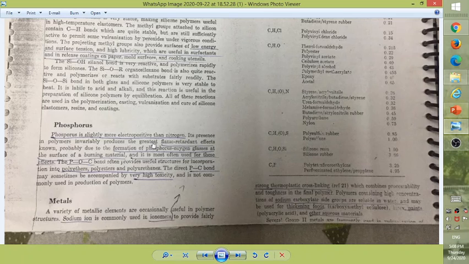Its presence in polymer invariably produces the greatest flame retardant effects known.